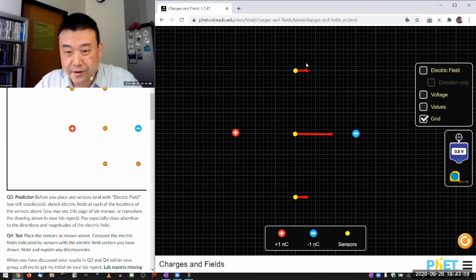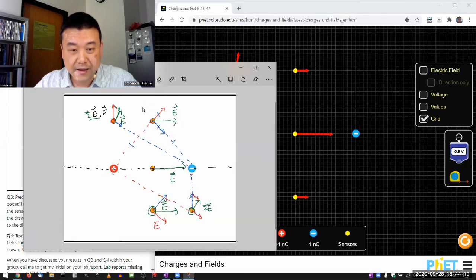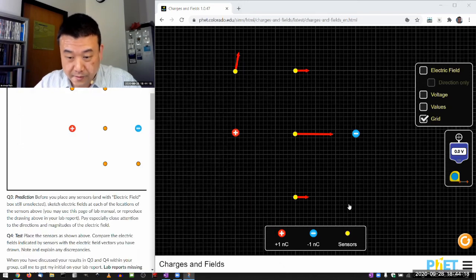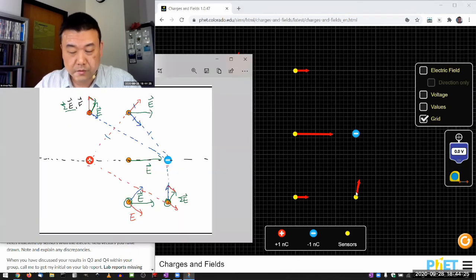And the magnitude there is the same as the magnitude here. And when I place the sensor here, it points roughly in the same direction that I drew. I might not have gotten the angle perfectly right, but it points mostly up and a little bit to the right. That's the general feature we are going for. And finally, when I put the sensor here, it's in the same direction, pointing upward and a little bit to the right. And yeah, that's the electric field.